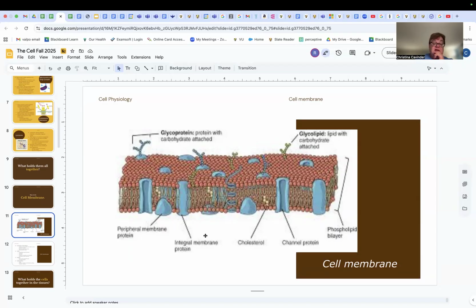You also see some channels here. These channel proteins allow for the exchange of different ions or fluid. You also see peripheral membrane proteins and integral membrane proteins, and this allows for things to attach to the cellular membrane to either deposit things within the cell or move things out of the cell.